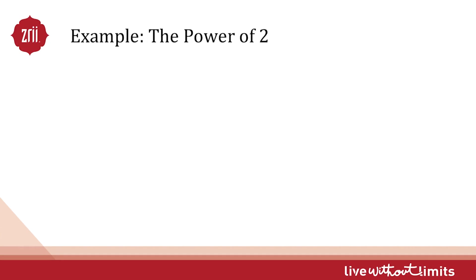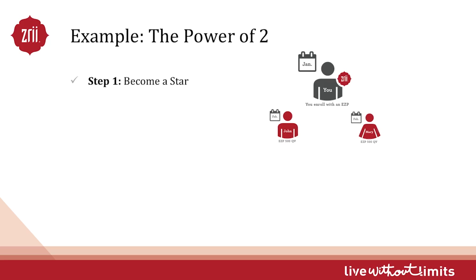The power of 2 is best illustrated with an example. Let's say that you enroll in January with Zrii at the EZP level for 500 QV. Looking at the Power of 2 system, you know that step number 1 is to become a star. So in February, you enroll John and Mary, each at the EZP level for 500 QV. Doing so would make you a star, and you would earn the $100 star bonus. You would also earn a $75 first order bonus on John, and a $75 first order bonus on Mary, for a total of $150 in first order bonuses. This brings your total earned to $250 so far.